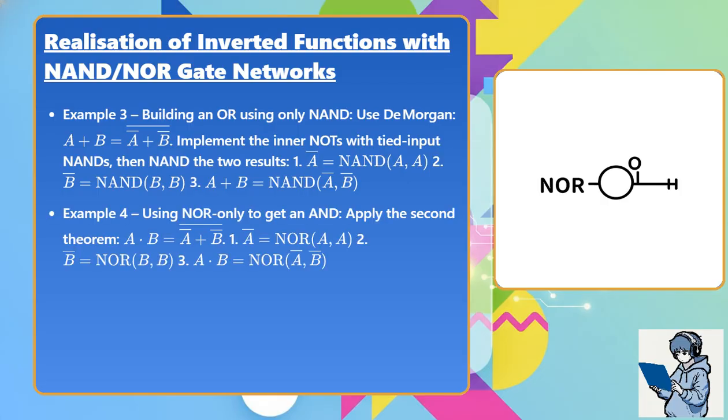Example 4, using NOR only to get an AND. Apply the second theorem: A and B equals not(not A plus not B). First, not A equals NOR of A and A. Second, not B equals NOR of B and B. Finally, A and B equals NOR of not A and not B.